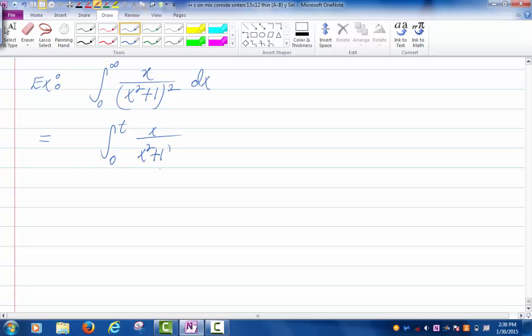Any questions at all? Evaluate the integral and then take the limit as t goes to infinity. All right. Let's go back to our example.